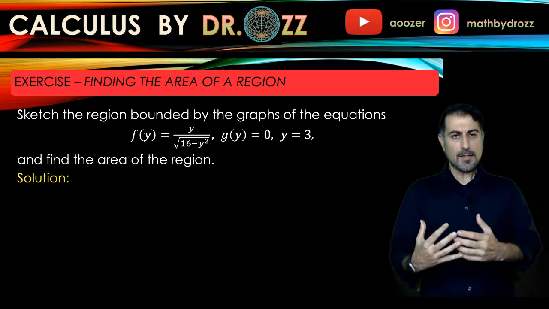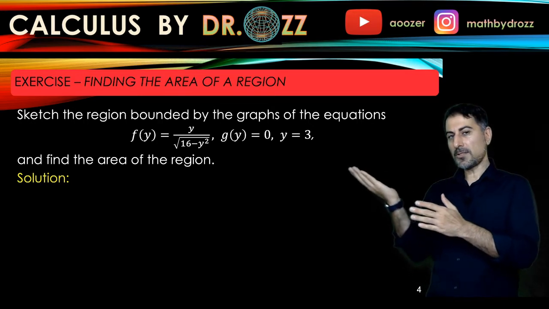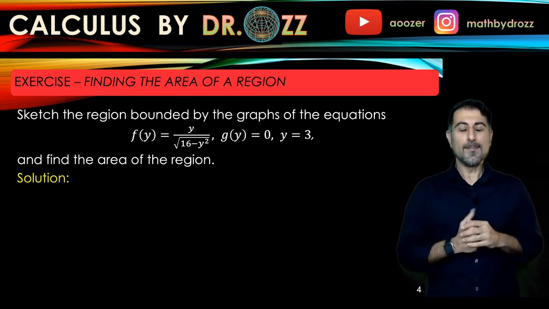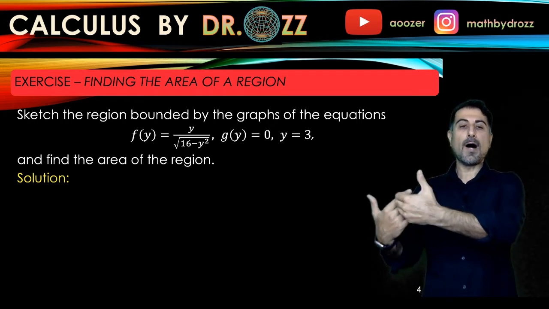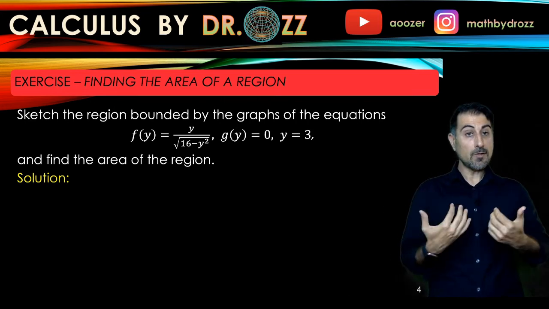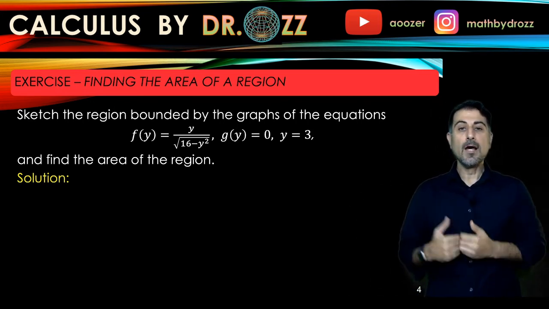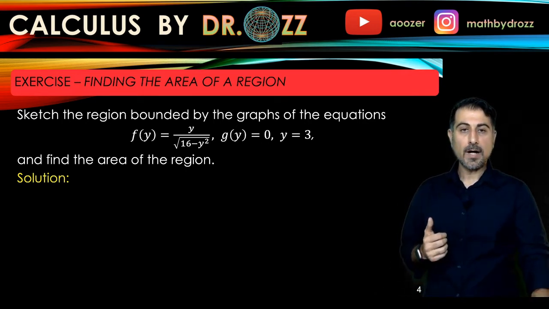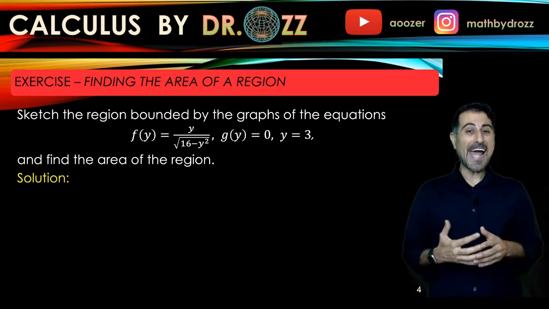So one thing that could have taken your attention here is that all of the functions are given in terms of y, and you could just ask yourself why. Because we can represent functions in the form of y equals f of x. This is what we have been doing so far, but you can also represent functions as x equals f of y or x equals g of y. Speaking of that, x equals g of y equals 0 is just x equals 0, which refers to the y-axis.